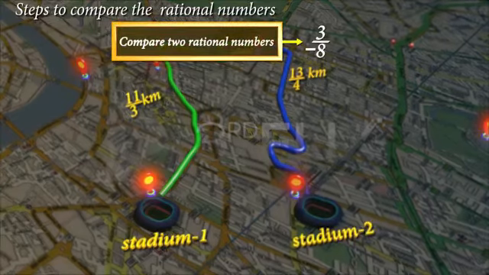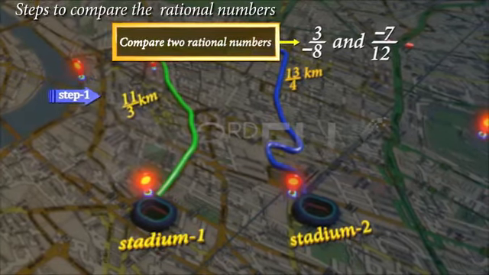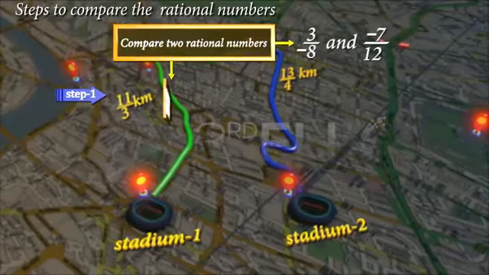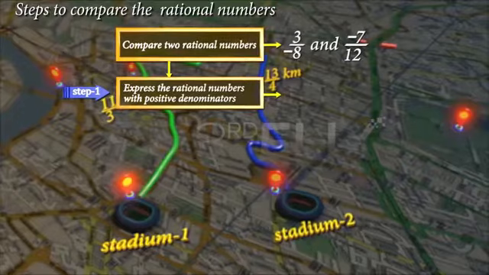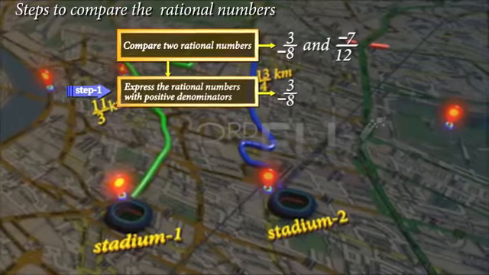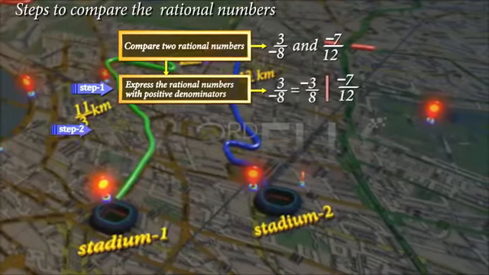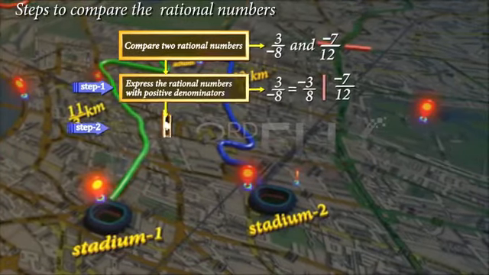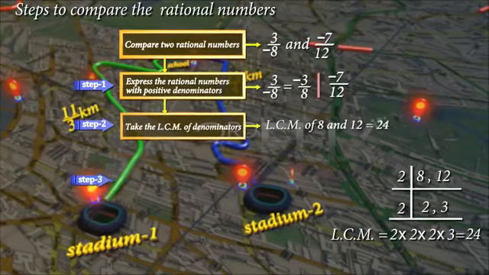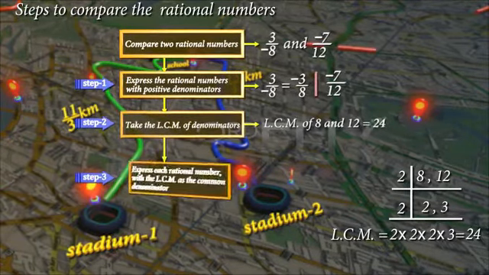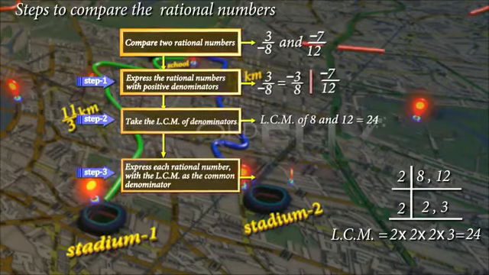Compare 3 by -8 and -7 by 12. Step 1. Express each of the two given rational numbers with positive denominator. 3 by -8 equals -3 by 8. Step 2. Take the LCM of these positive denominators. Step 3. Express each rational number with this LCM as the common denominator.